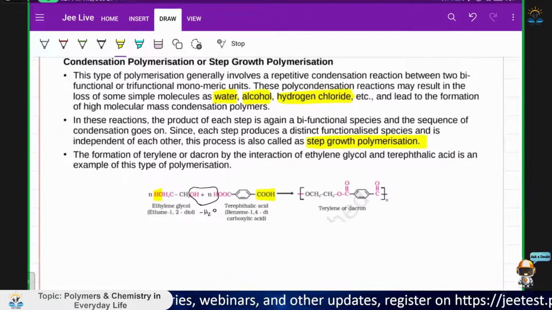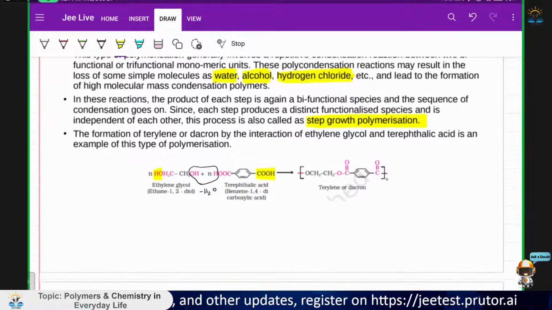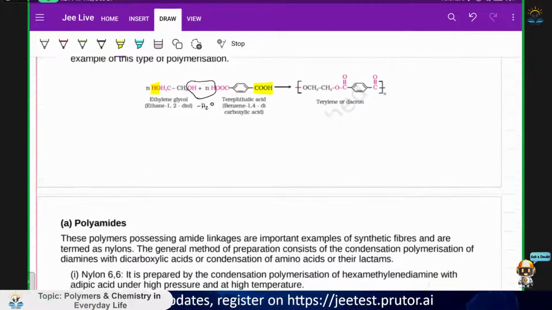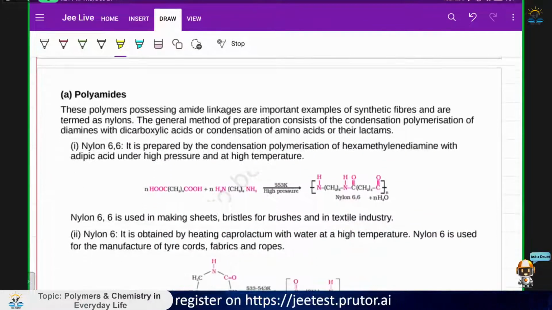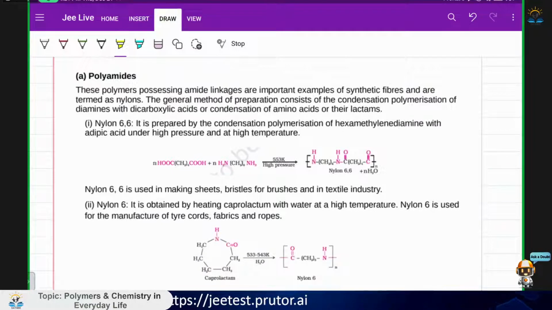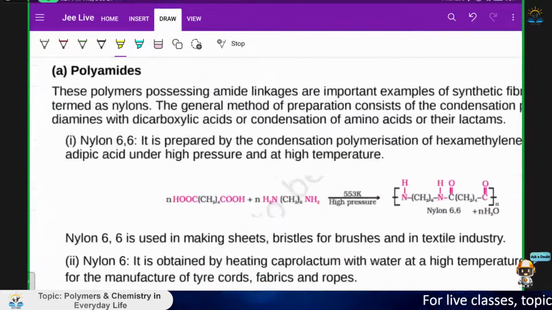The formation of Terylene or Dacron by the interaction of ethylene glycol and terephthalic acid is an example of this type of polymerization. So this is an example of condensation polymerization. We will learn some important compounds formed by condensation polymerization. First, we will learn about polyamides. These polymers possessing amide linkage are important examples of synthetic fibers and are termed nylons. The polyamides are otherwise known as nylons.